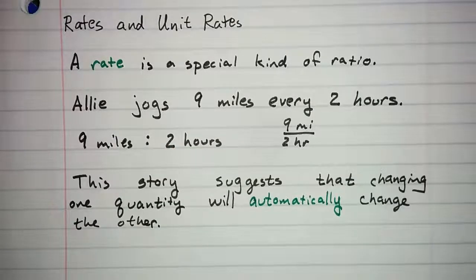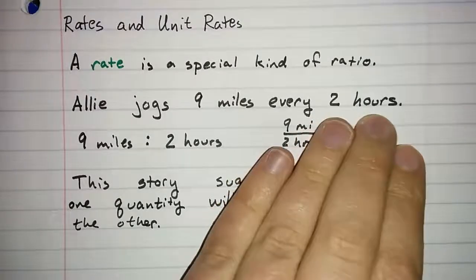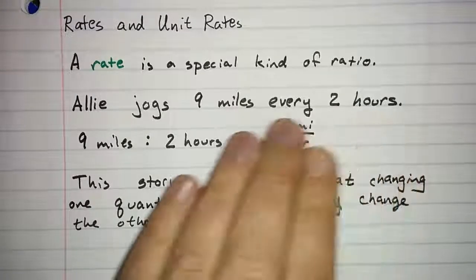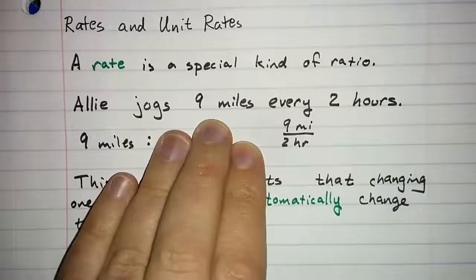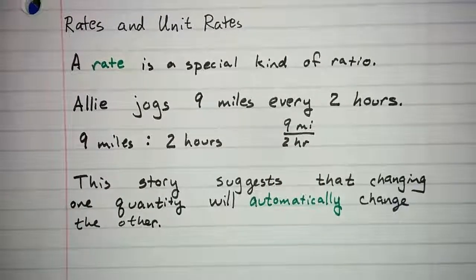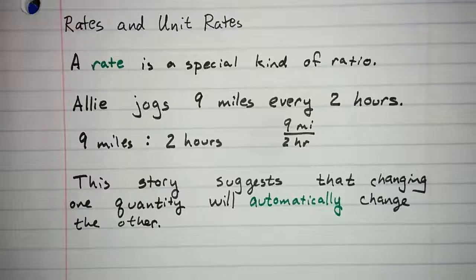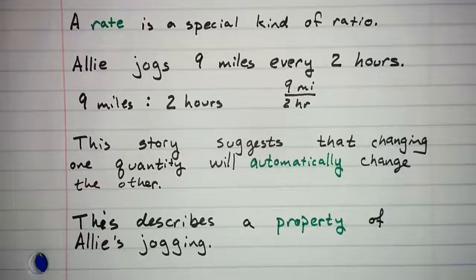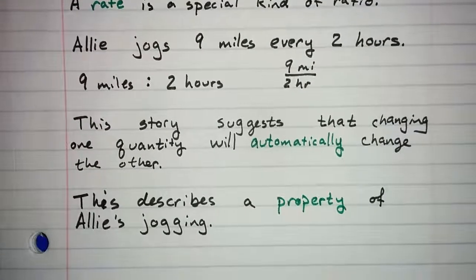Right, there's a suggestion of cause and effect here. By finding out how much time she jogs for, we can always figure out how far she went. This is describing a property of Allie's jogging. Compare that to this story.